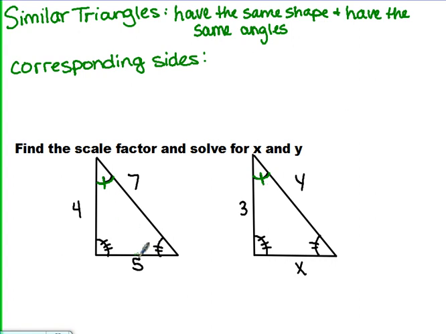which means their corresponding sides are their opposite angles. So 5 corresponds with x. They're opposite of equal angles, okay? So they are the sides opposite equal angles. Once you have found corresponding sides, you set up proportions for those corresponding sides in order to find the scale factor.